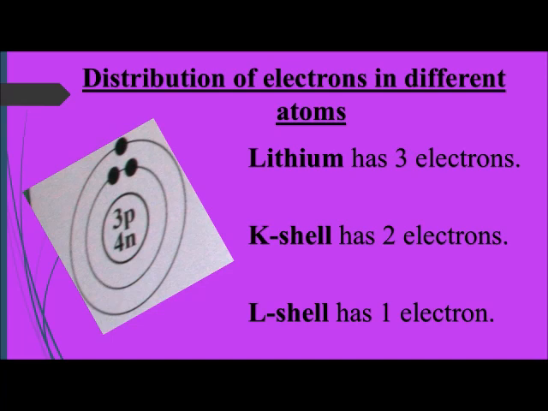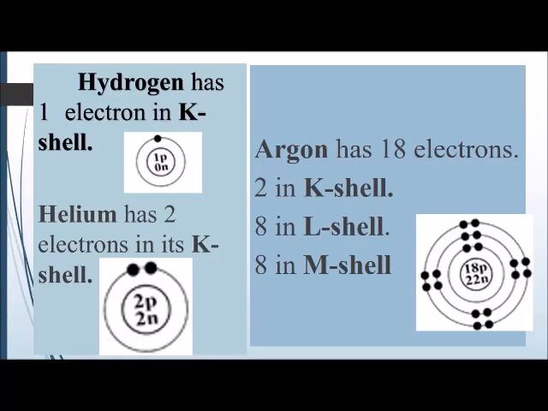Now we will take different examples of different elements having different numbers of protons and electrons, and we'll see how electrons are distributed in different shells. First example is of lithium. It has total 3 electrons. Out of those 3, 2 are accommodated in the first shell named K shell, and 1 is left, which will go in L.